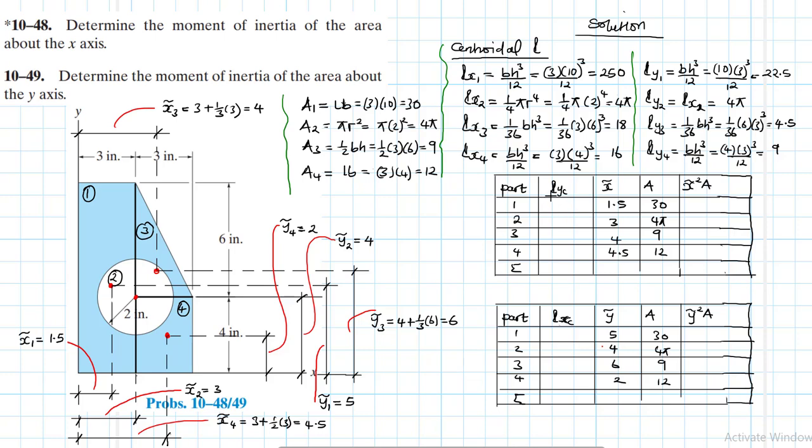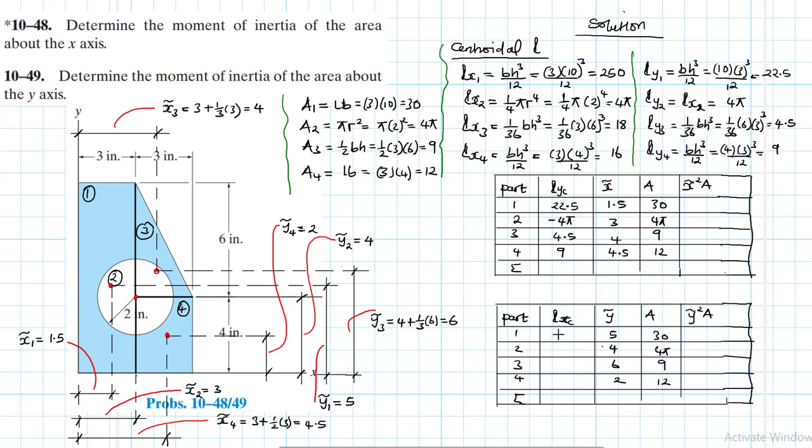Moment of inertia centroid about the y-axis. The first is 22.5. Then the other one 22.5. Then for the circle, the second one is 4 pi. You have to indicate minus there, okay? Don't forget that minus because you're supposed to subtract. Then the third one is 4.5, and then the fourth one is a 9.